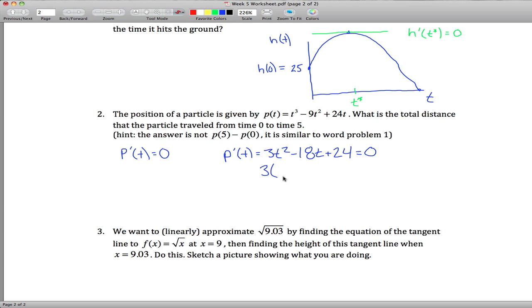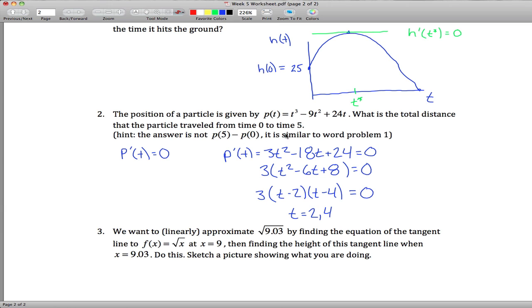To solve this guy, I think the easiest way is to factor out a 3. Let's see, that's t squared minus 6t plus 8. And then hopefully this inside part factors. We want two numbers that multiply to positive 8, add to negative 6. I think negative 2 and negative 4 will do the trick. So what that's telling us is that when t equals 2 or when t equals 4, the speed of this particle is 0. This particle isn't moving. In other words, it might be switching direction from going forward to backwards.